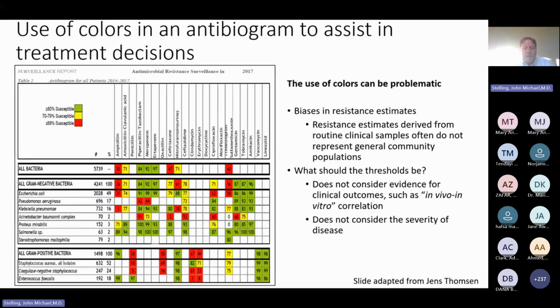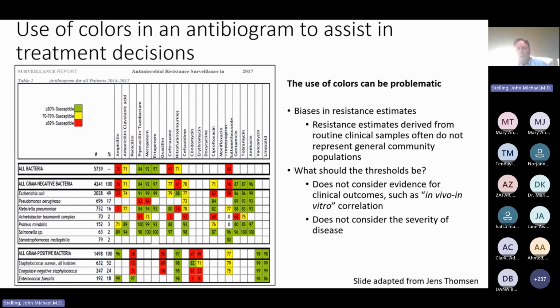So one trouble with this is, with a quick look at this, I would say, oh, if it's in green, this is a good drug and I can use it to treat my patient. And if it's yellow, I don't want to use that. So the problem with colors here is that it's encouraging people potentially to make bad decisions. The resistance estimates derived from routine samples often do not reflect the general community or the general clinic that they represent. So the colors are increasing the risk that you might make an inappropriate choice because you're ignoring the biases. And even if you're not ignoring it, we don't know what the true susceptibility rates are.